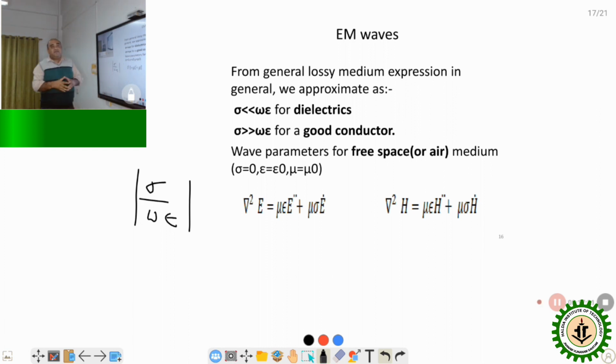So the wave equations are not singular in number, they always exist in couples. One is expressed in terms of electric field, one is expressed in terms of magnetic field. Now, according to the medium, whether that's a good conducting medium or a dielectric medium or a free space medium, you just substitute these conditions and generalize these equations and you get the wave equations. They are also known as the Helmholtz wave equations.